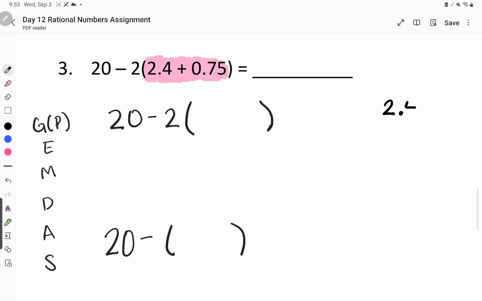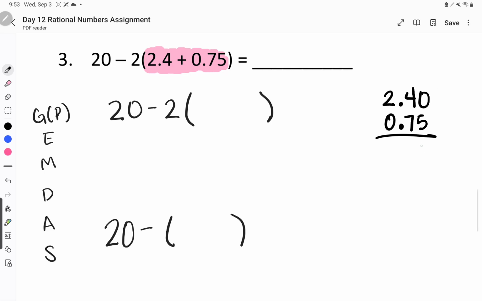We have 2.4 plus, now remember when I add, I have to line up my decimals. So we have 0.75, the 0 comes before the decimal, the 75 comes after. I got to add a 0 to go with this. 0 plus 5 is 5. 4 plus 7 is 11, so I write down a 1 and carry my 1, and then 1 plus 2 is 3. Drop that decimal straight down. I'm not going to take with me that 0, so I'm just going to say 3.1.